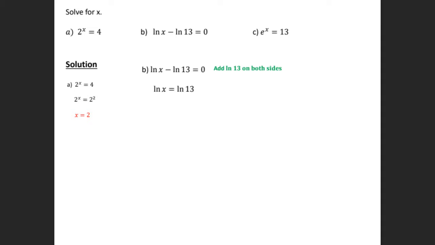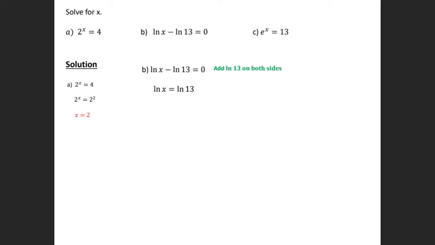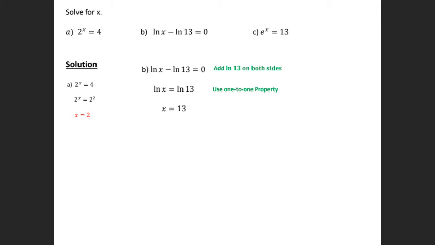So when I do that, I get the natural log of x is equal to the natural log of 13. And hopefully you see that now this is easy to answer for x. It's the one-to-one property. For these two logs to be equal to each other, x has to be 13. Yes? So again, I wanted to do this one because it could be a little bit weird, but very easy to do.